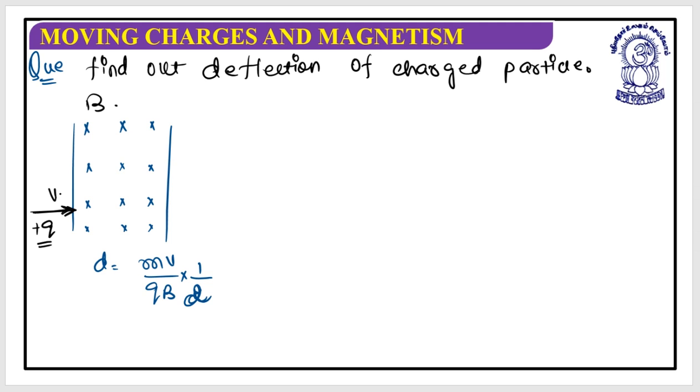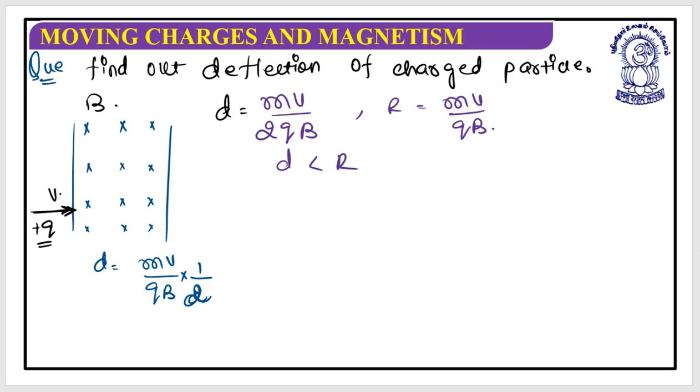So what is d? It's mv/2qB. What is r? It is mv/qB. So in this case d is less than r, and if d is less than r, I should go with the formula. That means the charged particle enters here and leaves from somewhere here. This would be the angular deflection that we call theta.